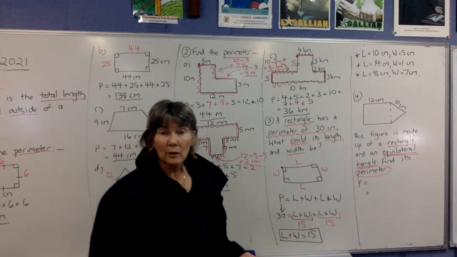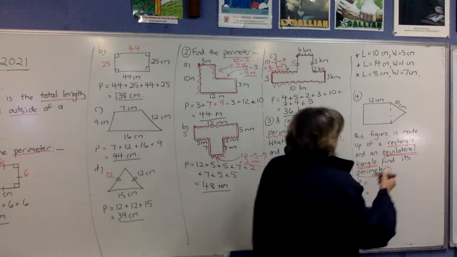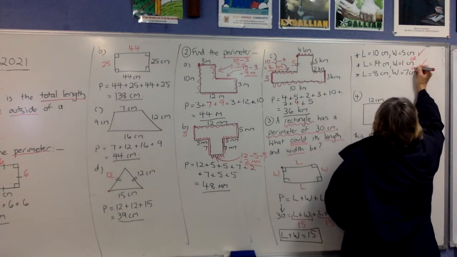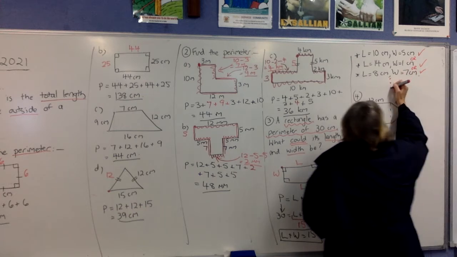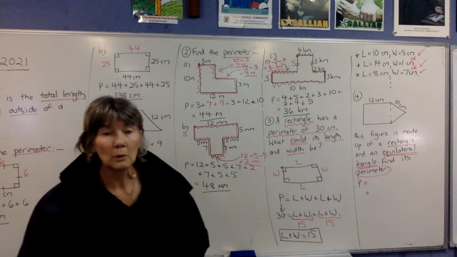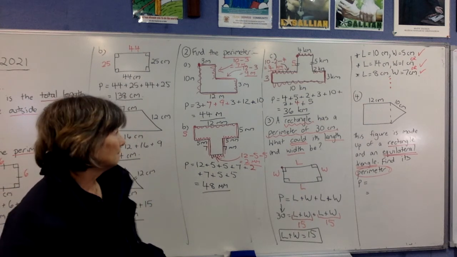You only have to give one length and one width to make this right. So you could give this answer, or this one, or this one, or lots of other correct answers. There might be lots of wrong answers too. Just make sure your length and your width add to 15.